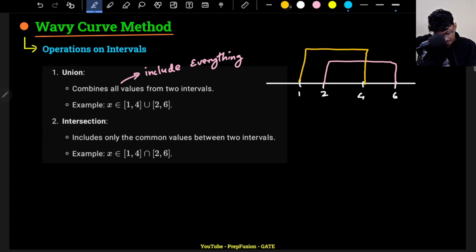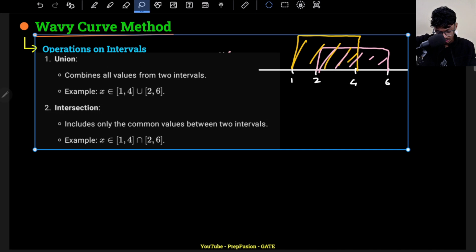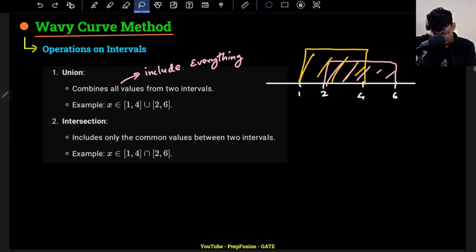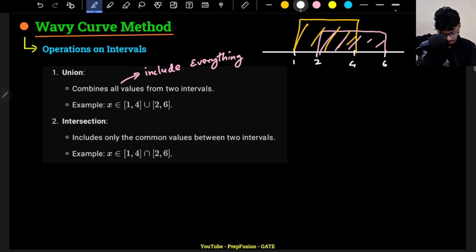The first region is telling me I belong here, the second region is telling me I belong here. So the union will take everything that is shaded. Ultimately, on the number line, if you want to draw it cleanly, my x will belong to 1 to 6. It will include everything.